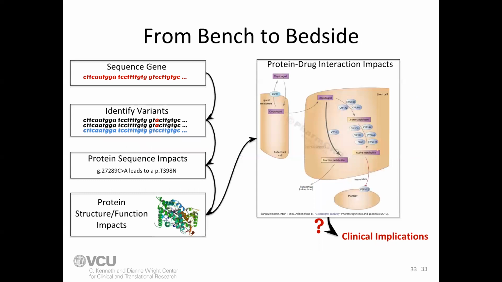So from bench to bedside, bioinformatics fits in where in the sequencing the gene, identifying the variants, looking at the impacts on the protein sequence. If you have a variant, how does that affect the protein sequence? And how does the change in the protein sequence affect the structure and function of the actual protein? And then how does the altered structure and function of the protein affect, say, reaction to drug or signaling pathways? And so bioinformatics deals with all of these areas.